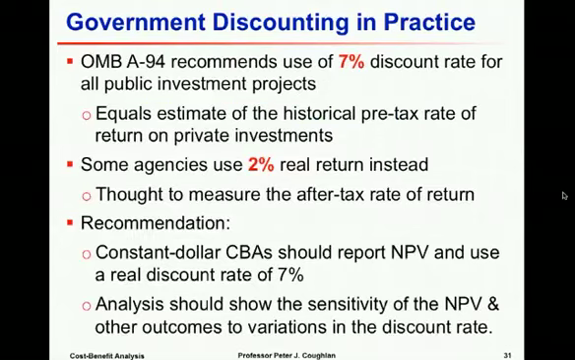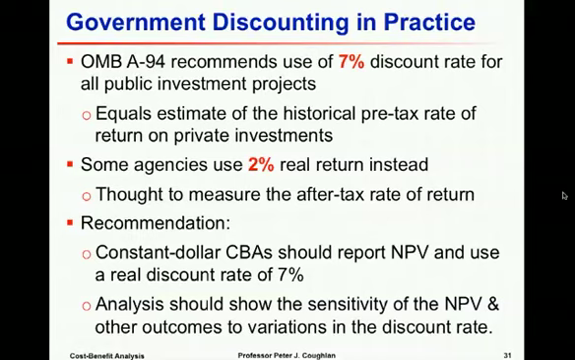However, the OMB does recommend the use of a 7% discount rate for all public investment projects. And when in doubt, that's the rate that you should use. Where does 7% come from? It's an estimate of the historical pre-tax rate of return on private investment. So it is tied to private sector discount rates. The pre-tax rate, because the federal government doesn't have to worry about paying taxes, since they'd be paying them to themselves. Some agencies use a 2% or lower real return number, but that's intended to measure the after-tax rate.